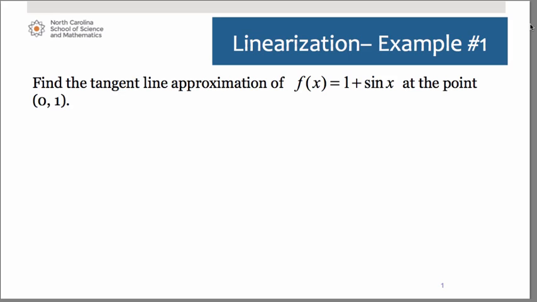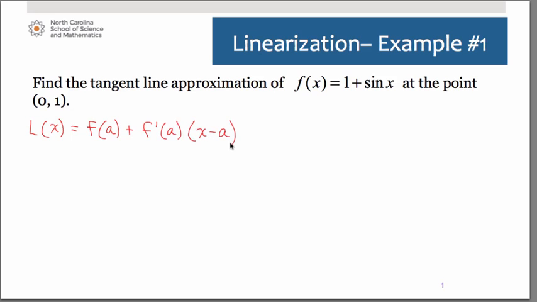The first one we're going to work with is the function 1 plus sine of x, and we're looking for the linearization at the point 0, 1. Recall what our linearization formula states. It states that L of x, that's the notation for our linearization equation, is equal to f of a plus f prime of a times the quantity x minus a.